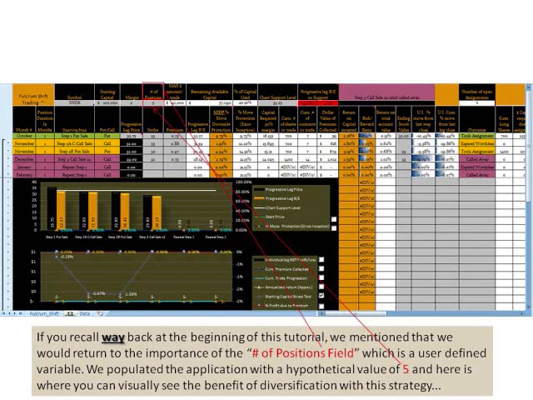If you recall way back at the beginning of this tutorial, we mentioned that we would return to the importance of the number of positions field, which is a user-defined variable. We populated the application with a hypothetical value of 5, and here is where you can visually see the benefit of diversification with this strategy.